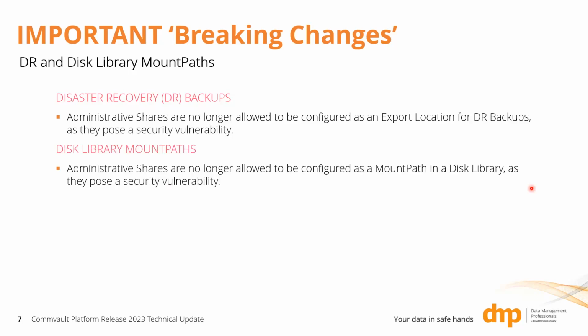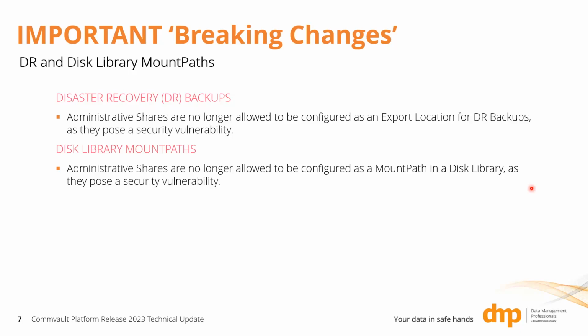It's not only for disaster recovery backups, it also counts for disk library mount paths. So if you have a disk library using network shares as mount paths, previously you could also configure the C dollars, D dollars as a mount path. The same here, administrator shares are no longer allowed, and this is the same discussion with Commvault development. So as soon as we have an update, we will share that with you.